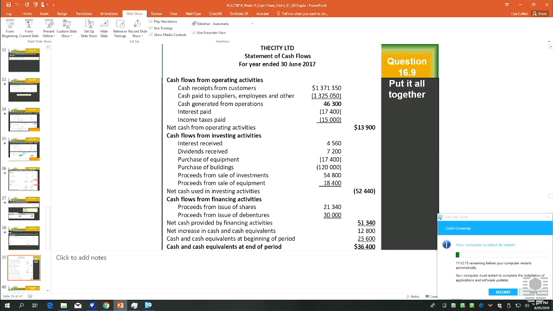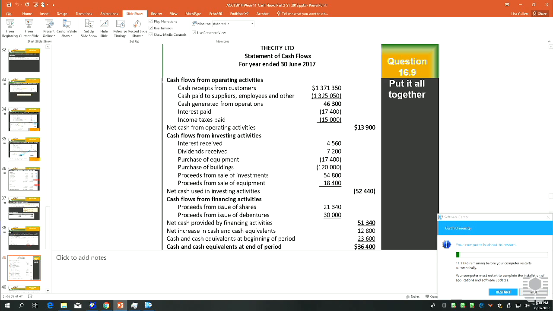On the last page, we've got the note, which is the indirect method. If we use that, notice how in this note we're going to start, so you're on page 8 on your handout, with our profit before tax of 27,160. Depending on whether you use your profit before or after tax, you can use either.